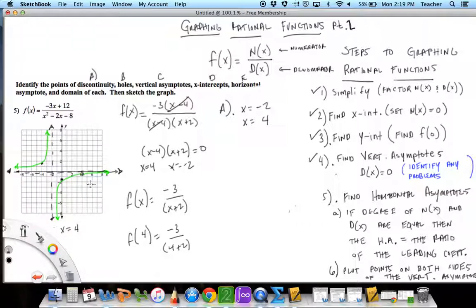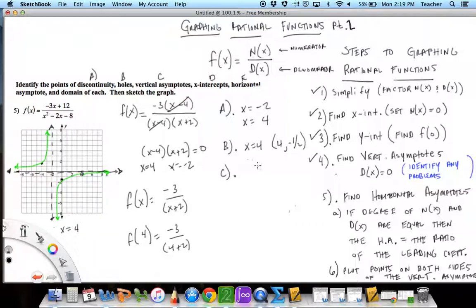Like I said, it's kind of like a roller coaster. We have a problem when we get to negative 2, and we also have a problem at 4 because there's a hole in our track. Part B asks for the holes. Well, there's a hole at x equals 4. We could also write this as a point. We could say (4, negative 1/2) is where the hole actually exists.